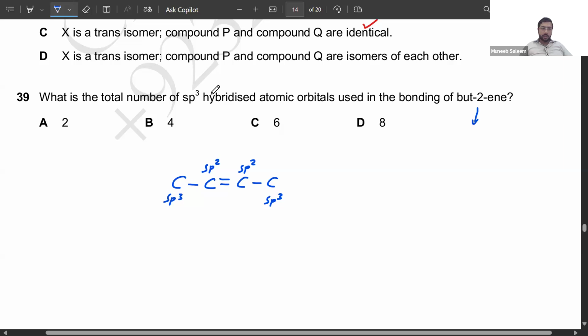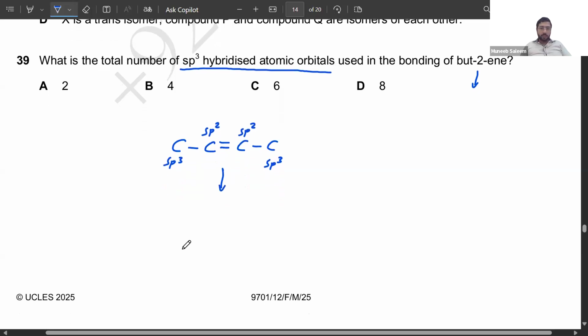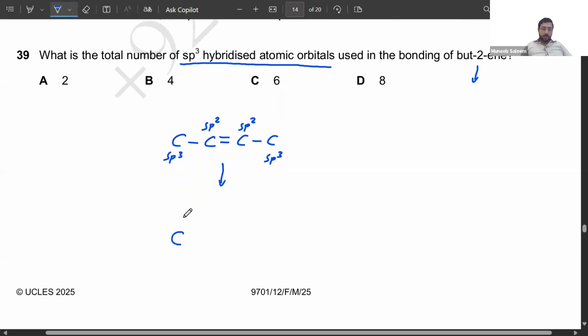Now we see how many of the sp3 hybridized atomic orbitals are there. We have to count the number of atomic orbitals. So which means we need to elaborate this structure into its complete form. We know the butene structure is like this. The carbon bonded with the hydrogen over here, and then carbon, double bonded carbon, one hydrogen here, another hydrogen here, carbon, hydrogen, and hydrogen.